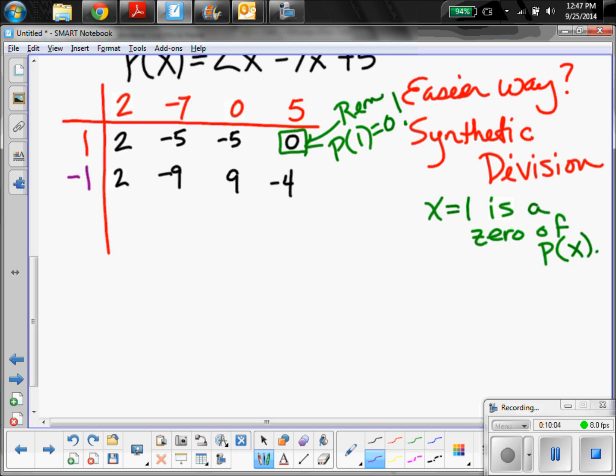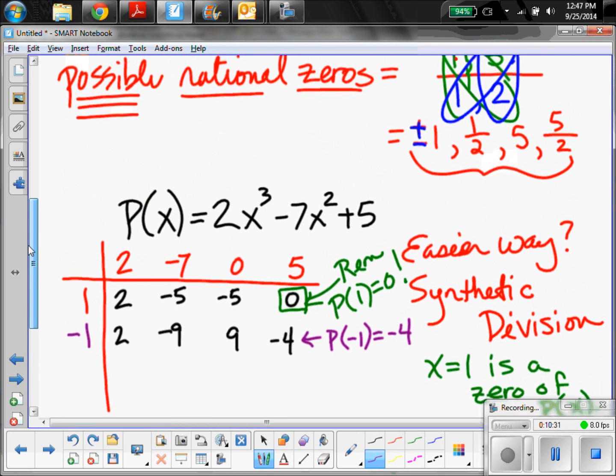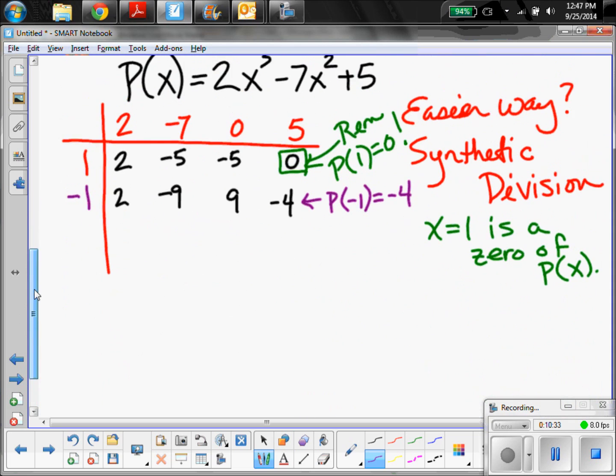Okay, so what does that tell me? Well, that tells me that p of negative 1 is negative 4. So x equals negative 1 is not a 0 of p because I'm getting something other than 0 for my remainder. Let's try another one of my list of 8 numbers. What about a half? Let's try when x is a half.